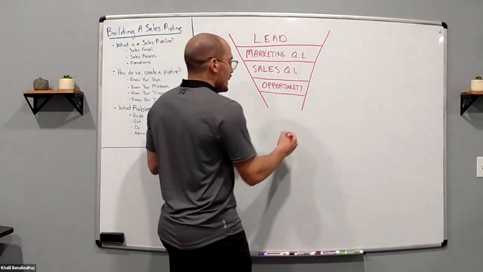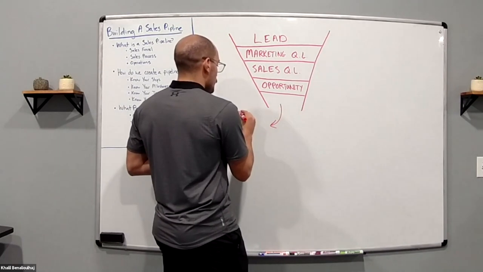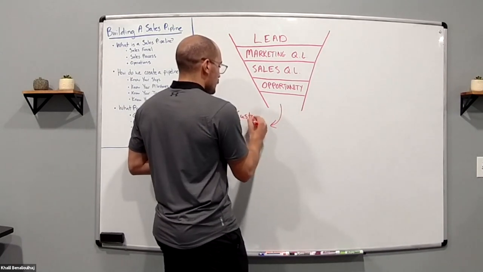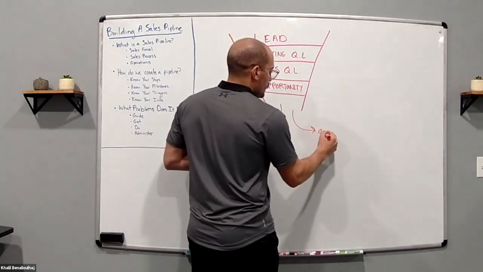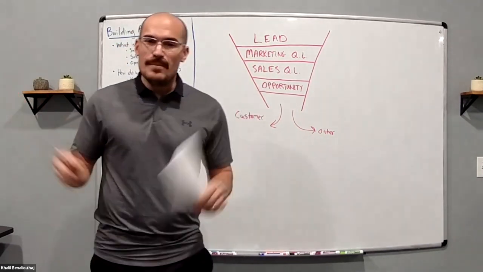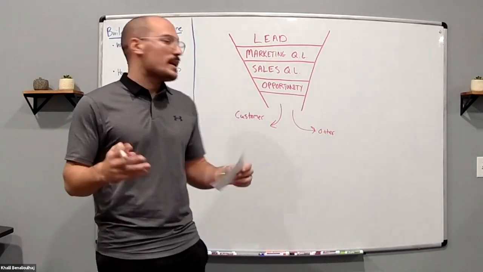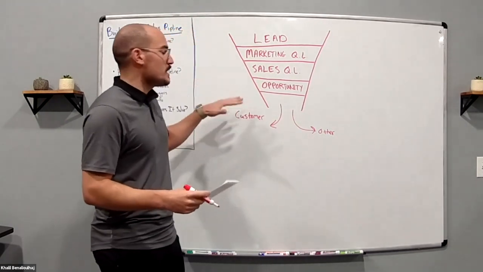From there, you've really got two options, okay? You can have a closed won customer, or other. That can be someone who's bad timing. It can be someone who's not going to work out, whatever it is. These are the options you have in a sales funnel that we are mentioning today.